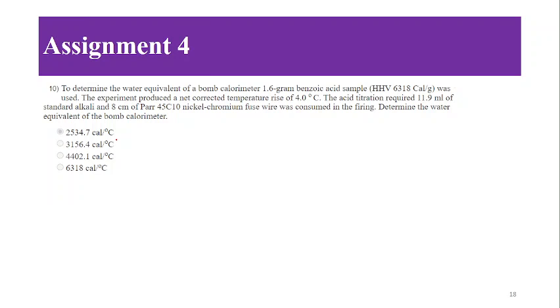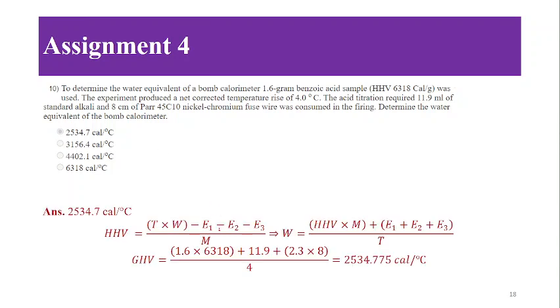So this is the relation for calculating the high heating value of the bomb calorimeter. This is the temperature rise, this is the water equivalent, and these are the different error terms which need to be extracted, divided by the mass of the sample. So rearranging this equation, we get the water equivalent using this relation. Sorry, this should be water equivalent.